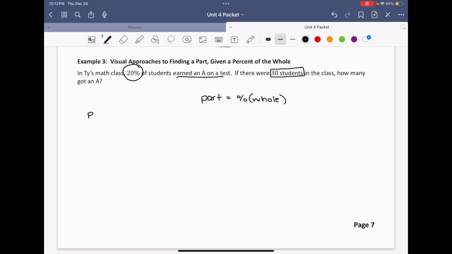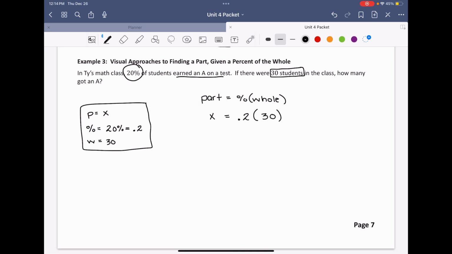And I'm going to write my cheat sheet. Part equals percent equals whole. So my part is how many got an A. I don't know that. My percent, 20%. But remember, we have to change that to a decimal. So that's going to be 0.2. And my whole is 30. So let's plug that in. So x equals 0.2 times 30. X equals 6. So 6 of the students got an A on the test. All right, next page.